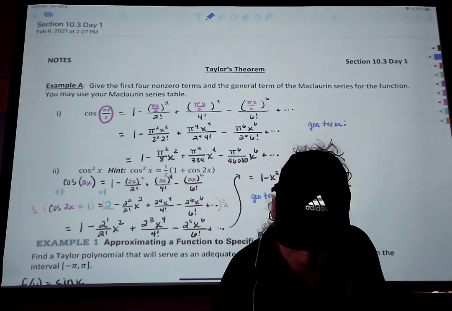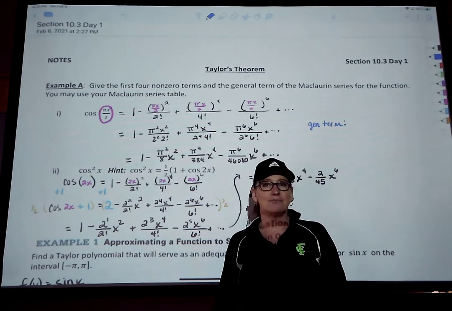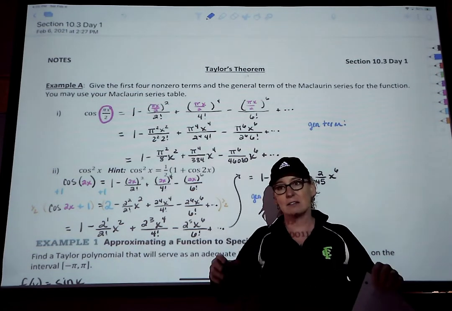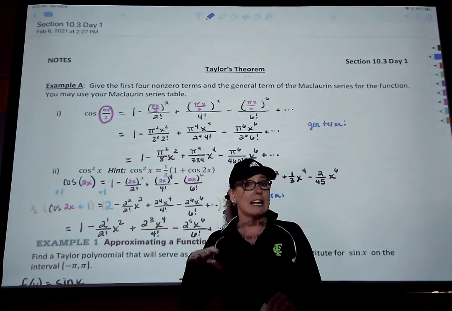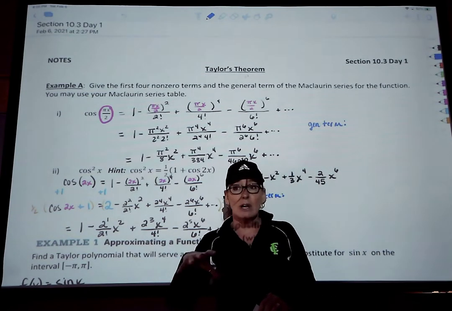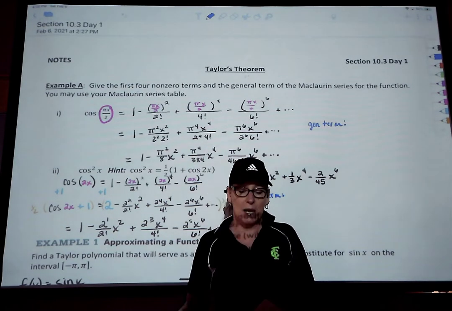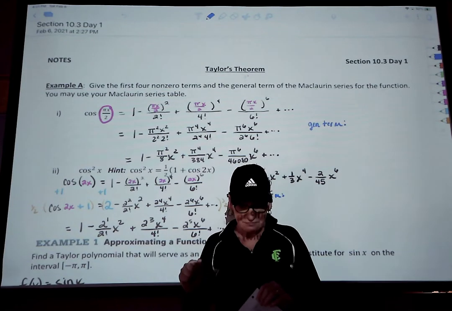So what we're going to do is talk about how closely a polynomial matches a function. Can we make it match better if we take the polynomial out farther? We're going to look at error. How far off is it? If I stop it here, how far off is it? Things like that. We're going to look at that this section.